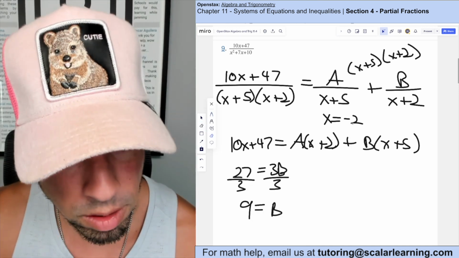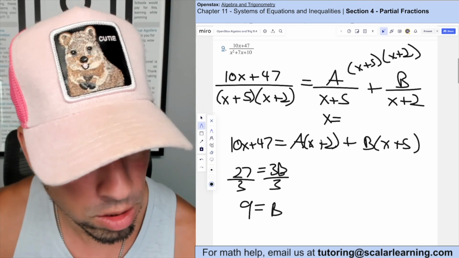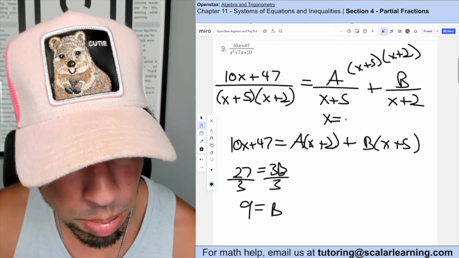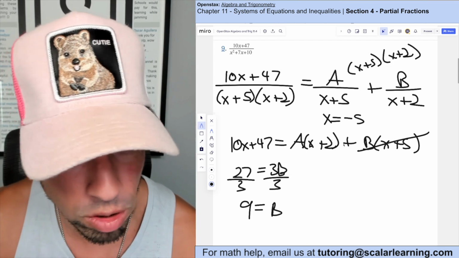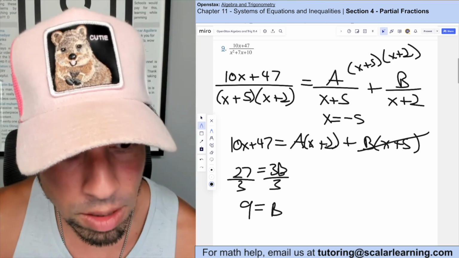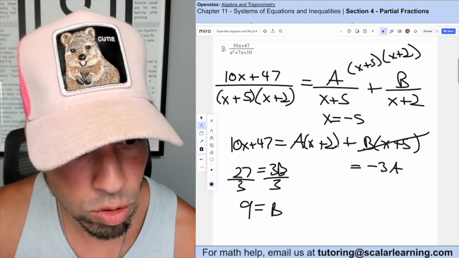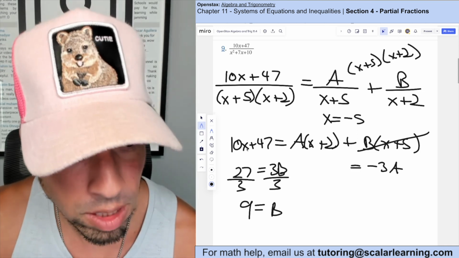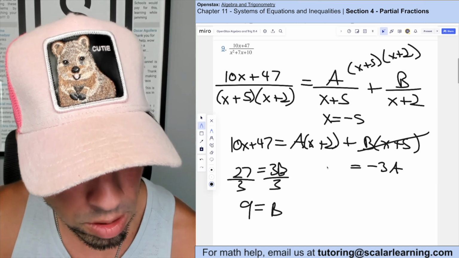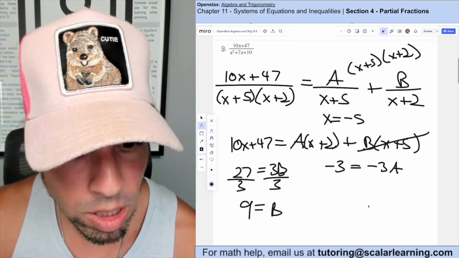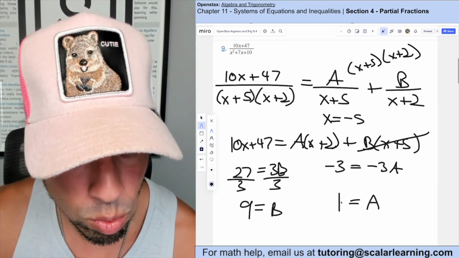Next, we're going to reset this equation, and instead, I'm going to try to zero out this expression by plugging in negative 5. So this is going to go to 0. Plug in negative 5. Negative 5 plus 2 is negative 3, so we have negative 3a is equal to, and then negative 5 times 10 is negative 50, plus 47 is negative 3. Divide both sides by negative 3, and we get a equals 1.